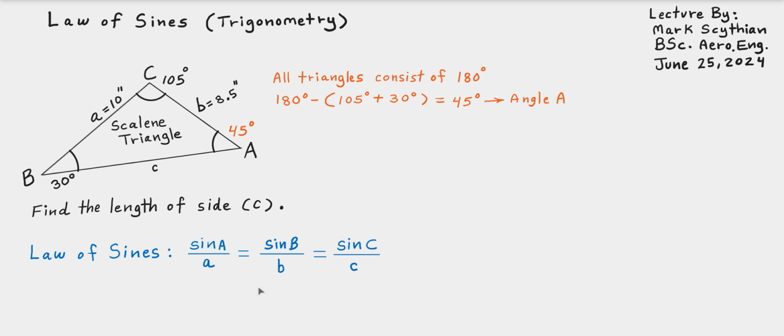In this case, we know the value of angle B and side B, so we will omit the middle ratio and make the ratio of sine angle A, 45 degrees, divided into side little a, 10 inches. We'll make this ratio equal to the sine of angle C, 105 degrees, divided into the unknown, side little c.